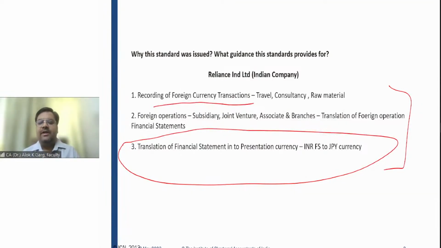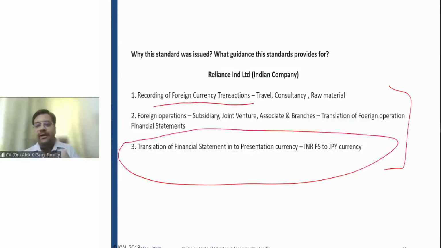Foreign currency transactions could be when you are traveling and spending money in foreign currency, purchasing raw material, or doing export sales to customers. You are taking a loan from a foreign country. These are examples of foreign currency transactions.